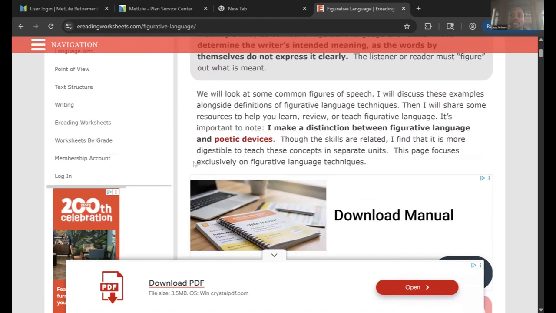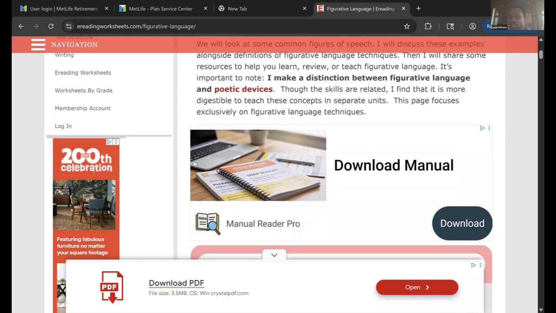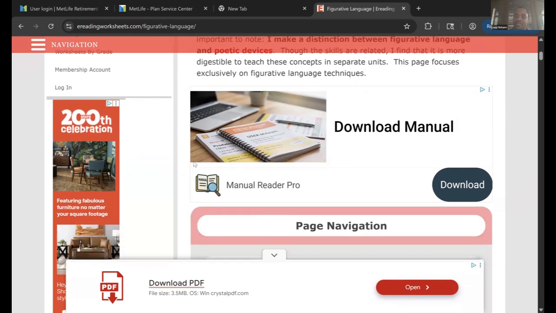So we will look at some of the common figurative speech, and you should be able to understand what they mean. We will discuss these examples alongside the definition of figurative language techniques. Then we will share some resources to help you learn, review, and teach figurative language. It is important to note we have to make a distinction between figurative language and poetic devices. Though the skills are related, we find that it is more digestible to teach these concepts in separate units. These pages focus exclusively on figurative language techniques.